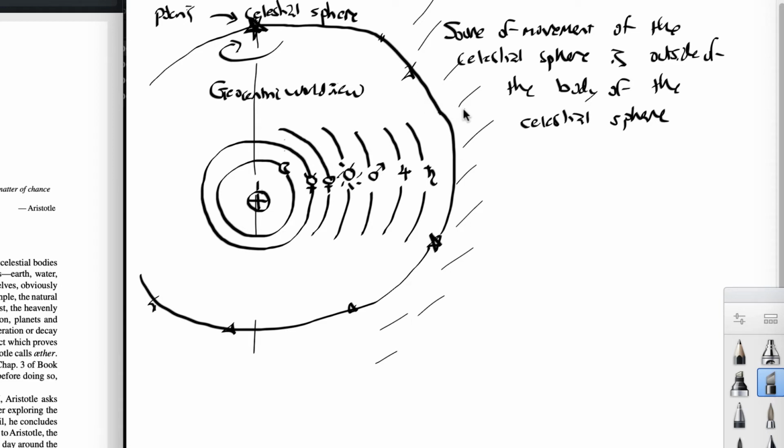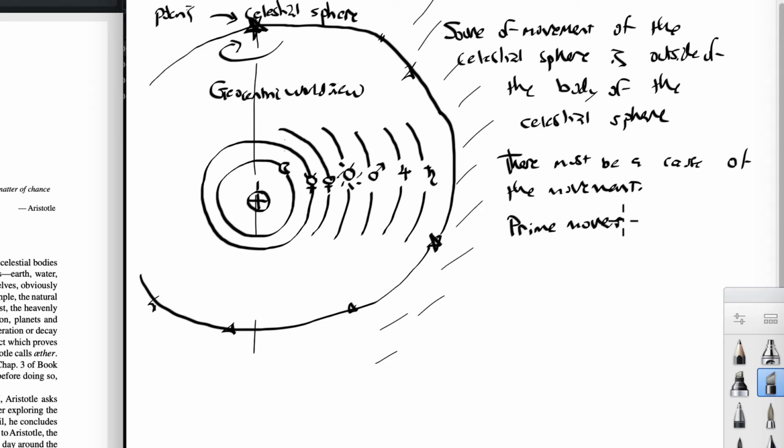Well, the important thing to note is he says there must be a cause, okay? There must be a cause of the movement of this sphere, okay? Because he says, and what is that cause? He says it is the prime mover. The prime mover. And this is something that later on people will start saying, well, this is God, or it can be identified with God, this prime mover, the cause of motion of the entire universe.